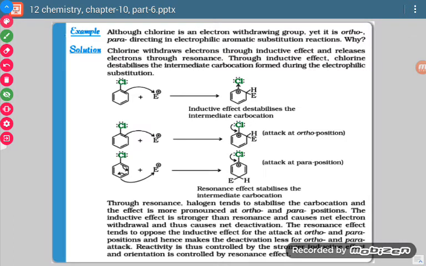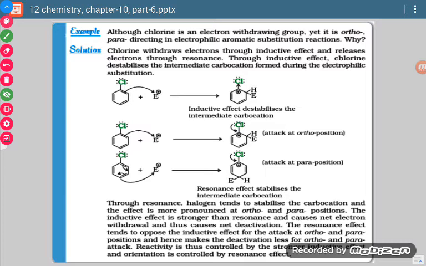Now the question comes: since chlorine is an electron withdrawing group, why do we find it to be ortho and para directing in nature? Why does the incoming electrophile get attached at the ortho and para positions? So the answer is that when we take a haloarene, two types of effects come into action. One is the inductive effect and the other is the resonance effect.